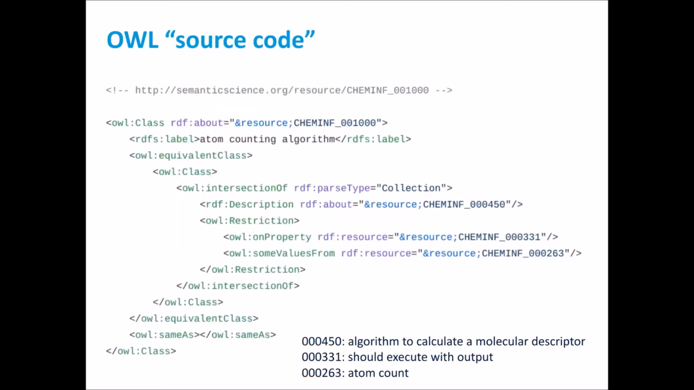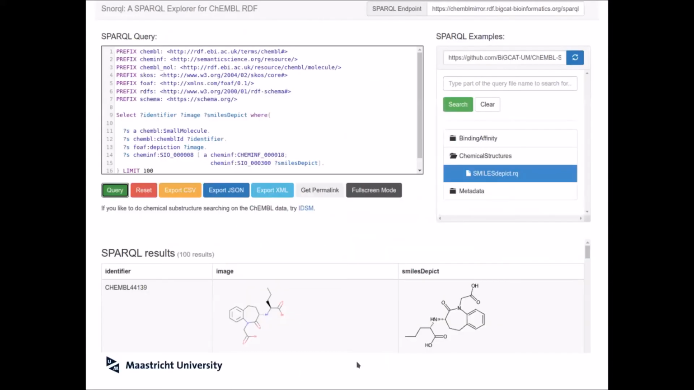Something that is useful, which is visible here as well, is an OWL equivalent class definition, where we describe what an atom counting algorithm actually does with the labels down here. Again, I will not go into the details, but 7 minutes doesn't allow that.